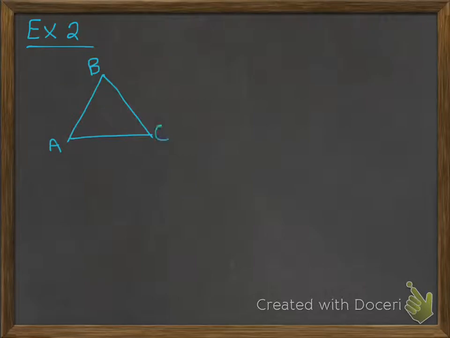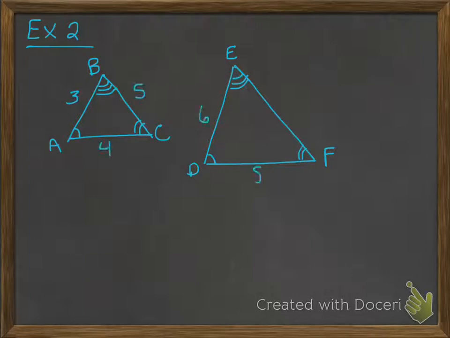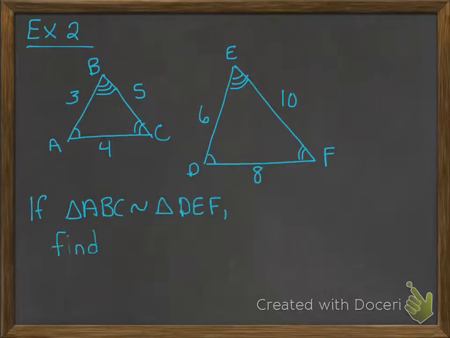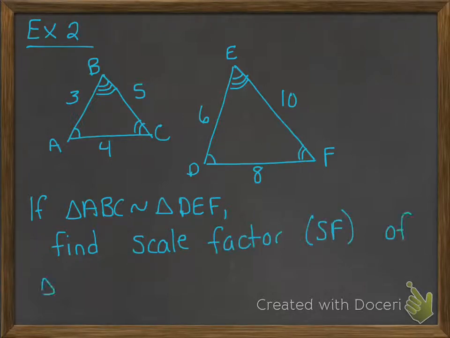Alright, so here's example 2. This is going to be similar, except I already know my triangles are similar, and we're going to use that in order to find x. Oh, actually, I lied. That's my next example.